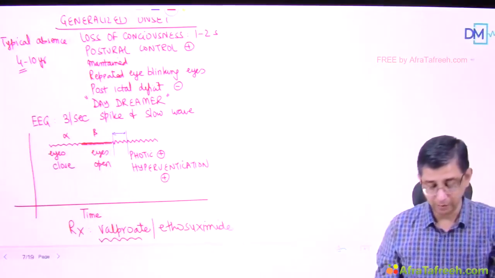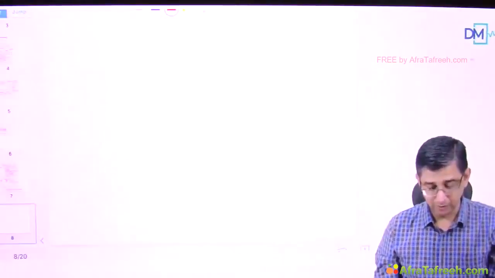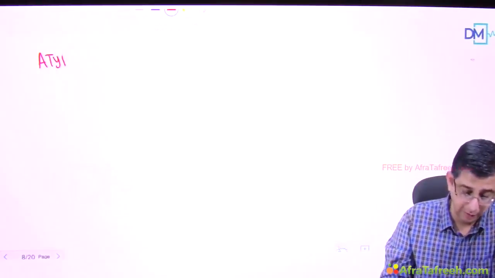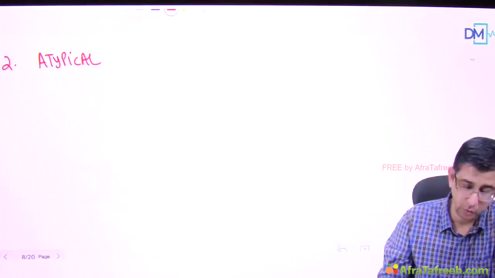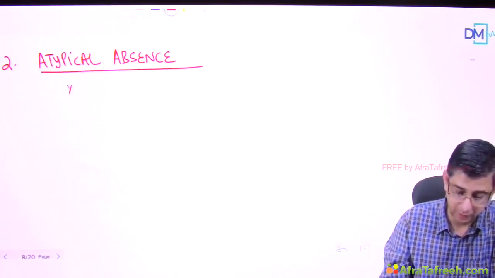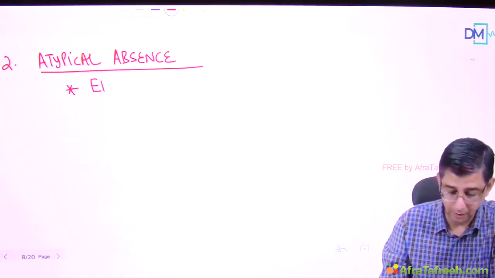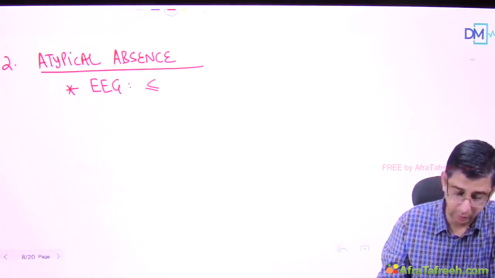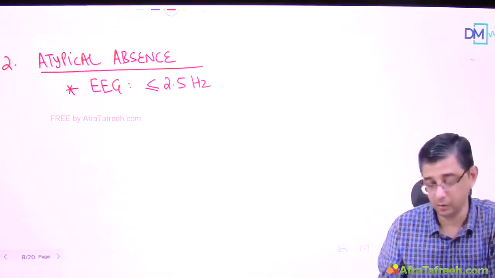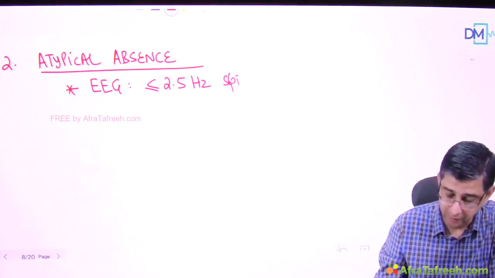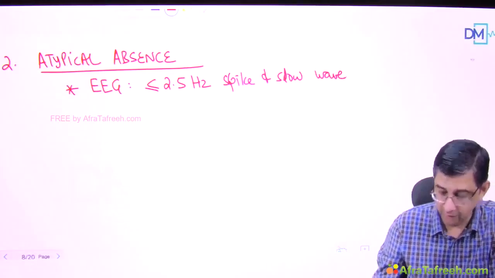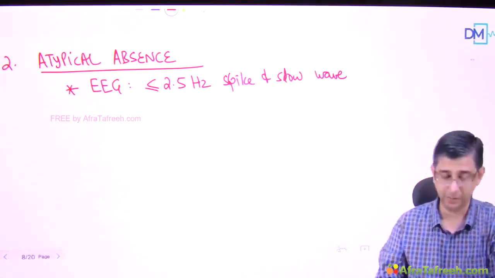Now we will understand the difference between a typical absence seizure versus an atypical absence seizure. Clinically, it is very difficult to differentiate between these two generalized onset seizures, typical and atypical absence. So I'll first mention the main parameter, and that is EEG. This is a very characteristic term that I'm telling you: less than 2.5 Hertz. Remember my words here. Earlier I was saying 3 Hertz spike and slow wave. Now I'm saying a less than 2.5 Hertz spike and slow wave pattern is a feature that helps in identification of atypical absence in a patient.